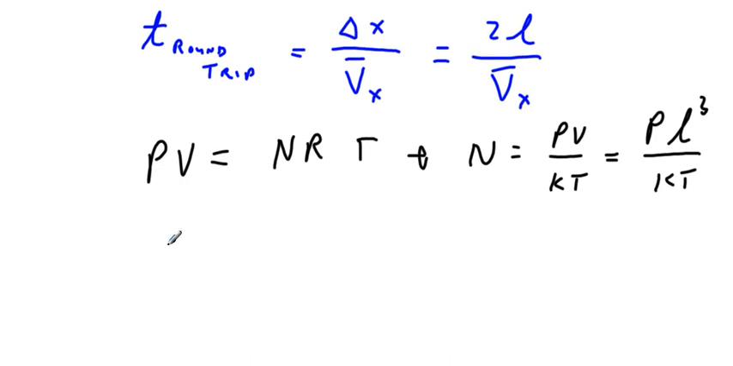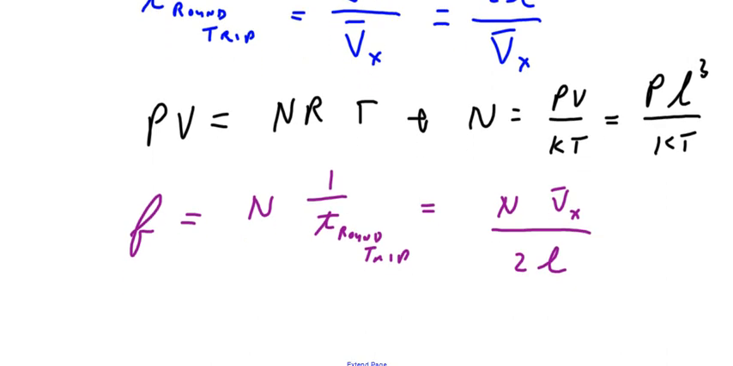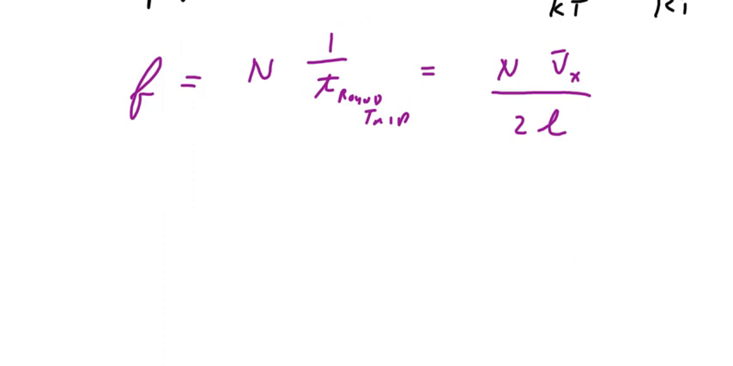So my frequency of hitting the wall, what's that going to be? That's going to be the number of molecules I have divided by the time it takes to do a round trip. All right, so that's going to be N, change average velocity in the x direction divided by 2L. Okay, well, I'm getting close. I haven't gotten exactly what the book wants me to find yet, but I can see that I am heading on that path.